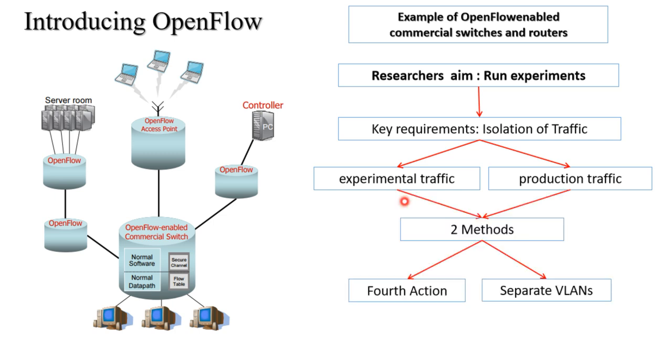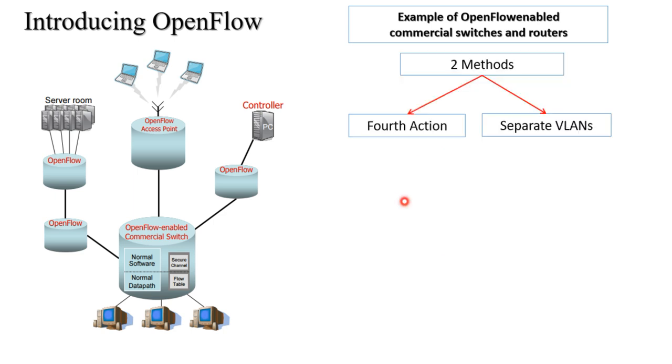For doing this, there are two methods. One is called forward action and another is called separate VLANs. So let's make it clear.